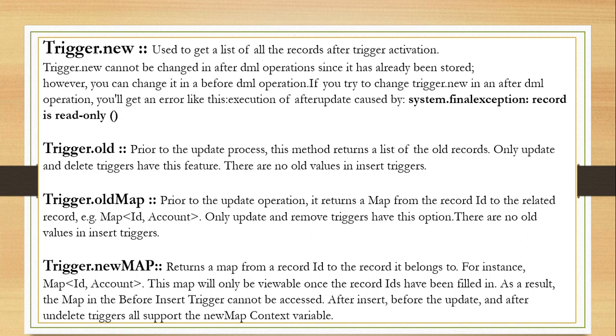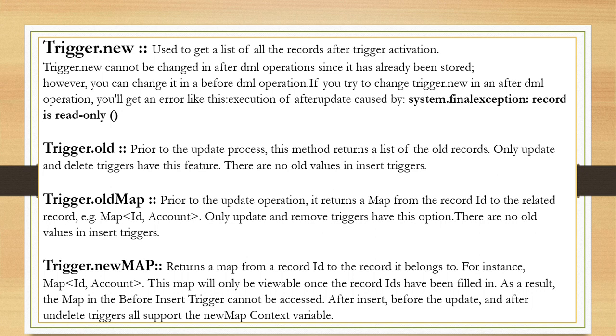Trigger.old returns the records prior to the update process. This returns a list of old records. Only update and delete triggers have this feature. There are no old values in insert triggers. Trigger.oldMap, prior to the update operation, returns a map from the record ID to the related record, that is Map<Id, Account>. Only update or delete triggers have this option. There are no old values in insert triggers.